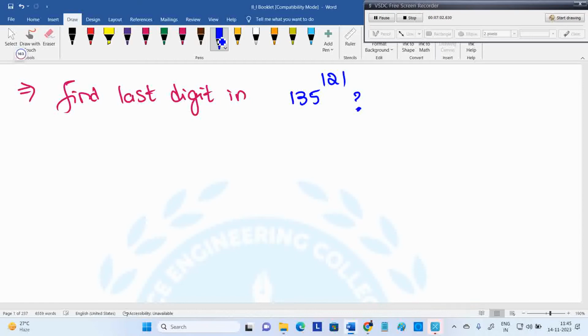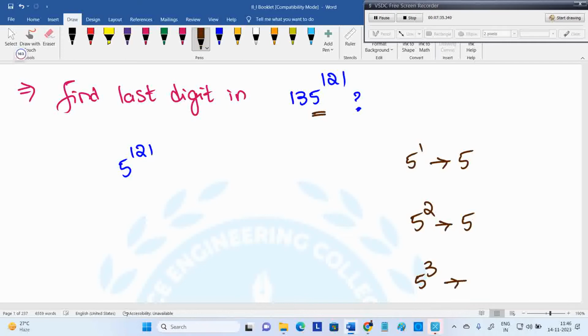Okay, now first of all, we'll write 5 power 121. I hope you understand why we are writing 5 power 121, because of the units place. 5 is the units place here, so write 5 power 121. Now, you have to start analyzing. 5 power 1 is nothing but 5. 5 square is 25, units place is 5. 5 cube is 125, units place is 5.